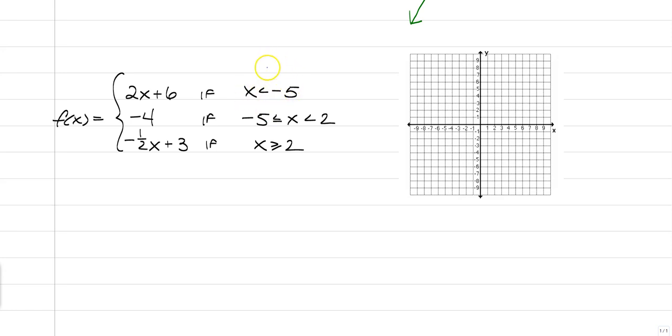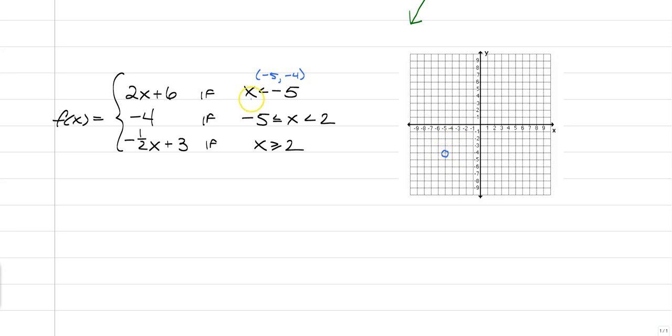Over here we have our starting point, which is -5. And we substitute -5 in here. We have a -5 times 2 is a -10, plus 6 is a -4. It is not included because it just says less than, so we're going to graph -5, comma, -4. And we're going to put an open circle.